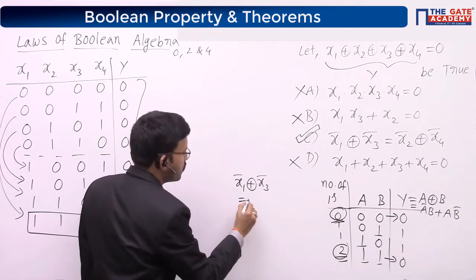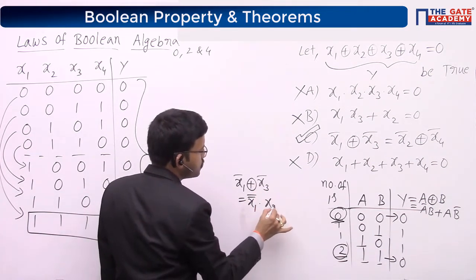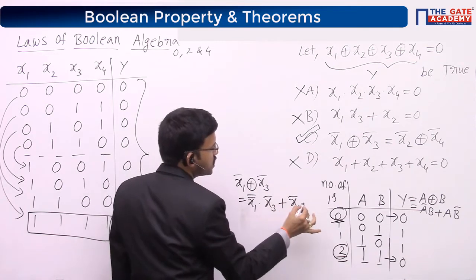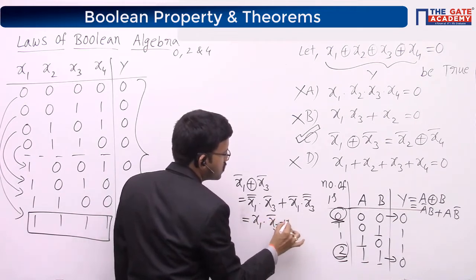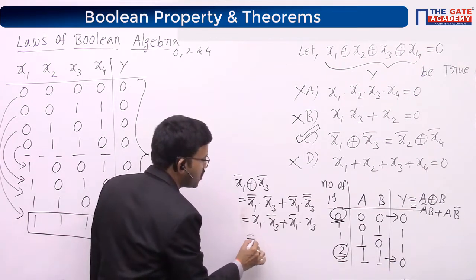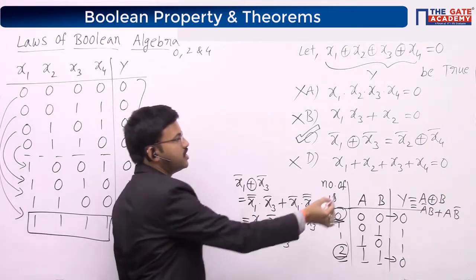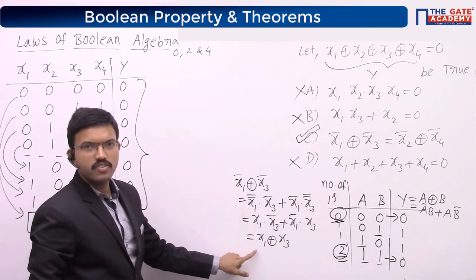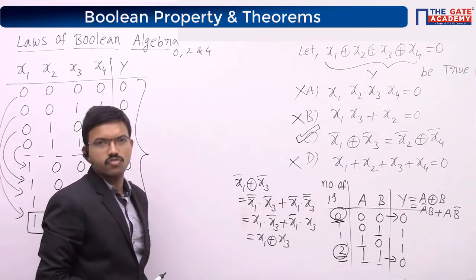First term is A bar, that means x1 bar whole bar, and B is nothing but x3 bar. A B bar: A is x1 bar and B bar means x3 bar whole bar. So here you are getting x1 and x3 bar plus x1 bar and x3. That means A B bar plus A bar B is nothing but A exclusive-OR B, so I am getting x1 exclusive-OR x3. So the LHS term, x1 bar XOR x3 bar, is the same as x1 exclusive-OR x3. Similarly, x2 bar exclusive-OR x4 bar is the same as x2 exclusive-OR x4.